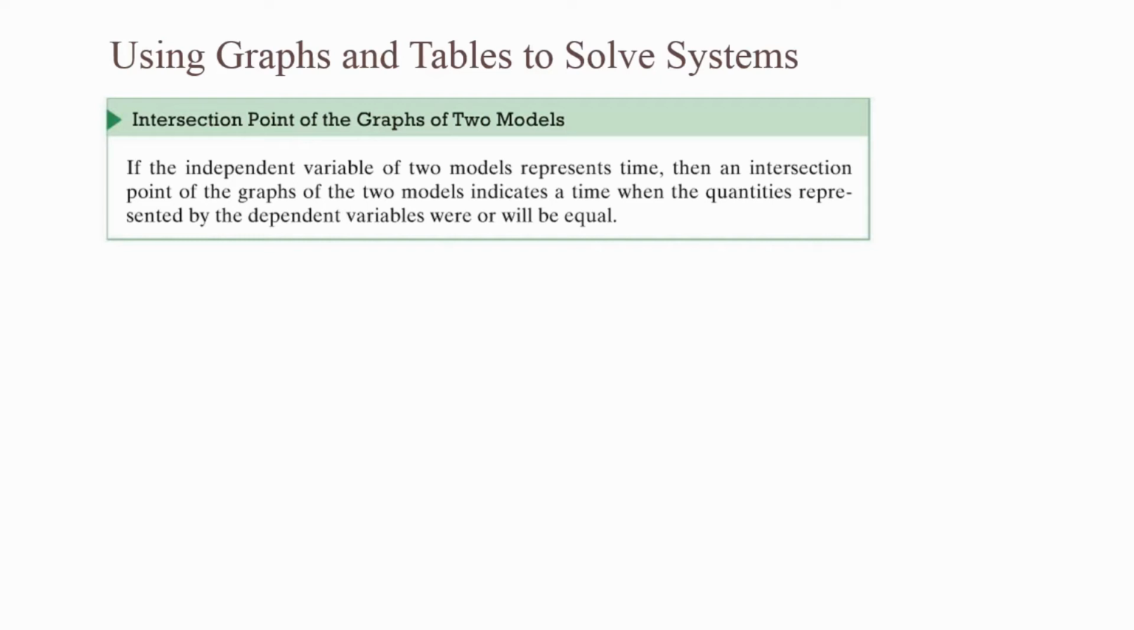Using graphs and tables to solve systems. Intersection point of the graphs of two models. If the independent variable of two models represents time, then an intersection point of the graphs of the two models indicates a time when the quantities represented by the dependent variables were or will be equal.